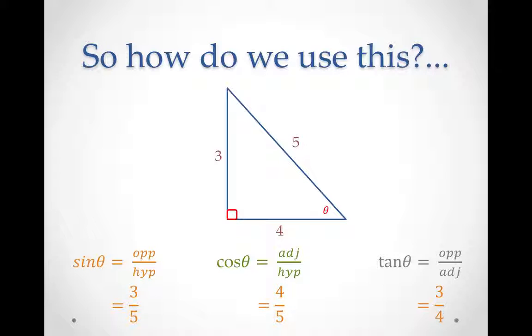Well, look below. We've already said that sine of theta is the length of the opposite side over the length of the hypotenuse side. In this example, it would be 3 over 5. Cos of theta will be the length of the adjacent side over the length of the hypotenuse, which will in this case be 4 over 5. And tan of theta will be the length of the opposite side over the length of the adjacent side, and in this case 3 over 4.